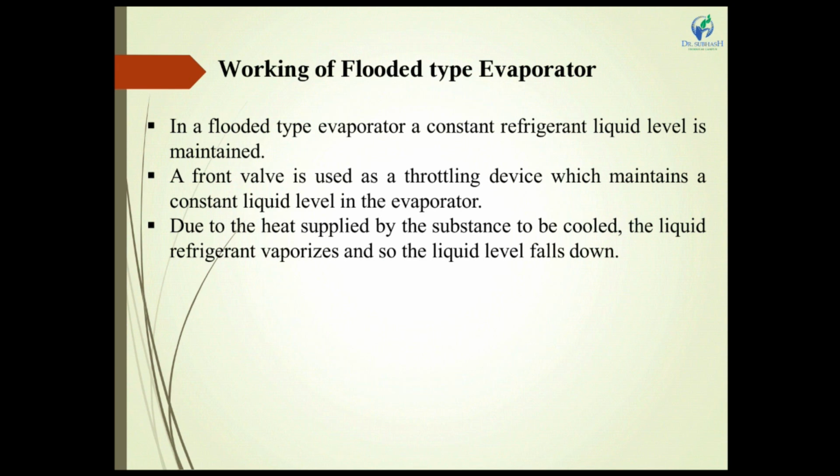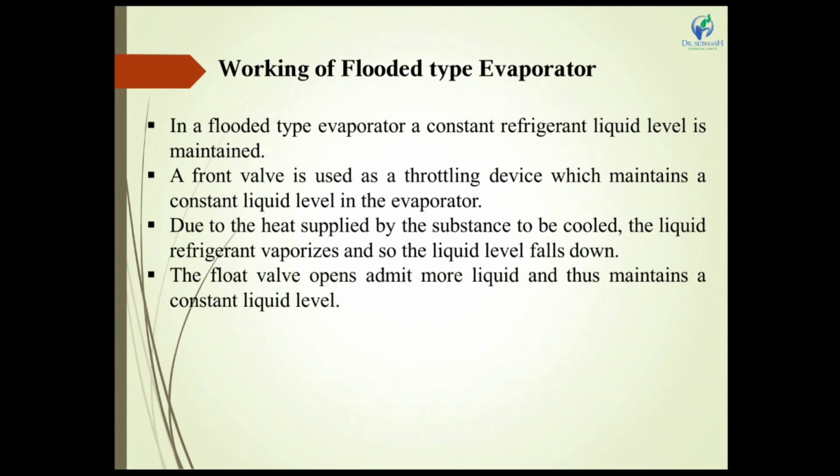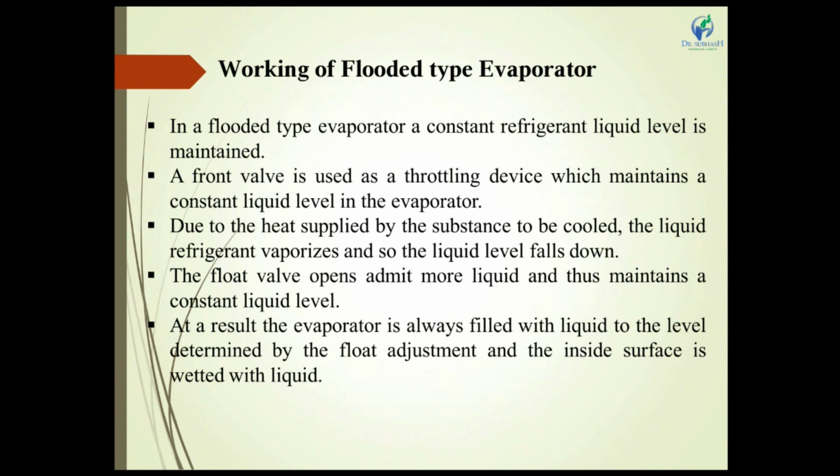Sometimes these flooded type evaporators come in contact with direct atmospheric conditions and may be heated. The liquid refrigerant is directly converted into vapor and the liquid level goes down, so it is necessary to isolate the flooded type evaporator expansion and float chamber. The float valve opens to admit more liquid, thus maintaining a constant liquid level in the float chamber. As a result, the evaporator is always filled with liquid to a level determined by the float adjustment, and the inside surface is wetted with liquid.